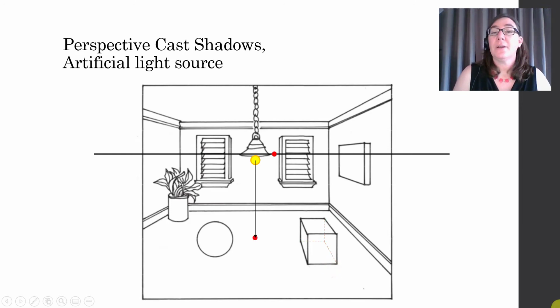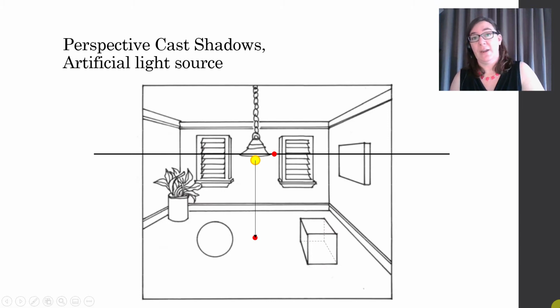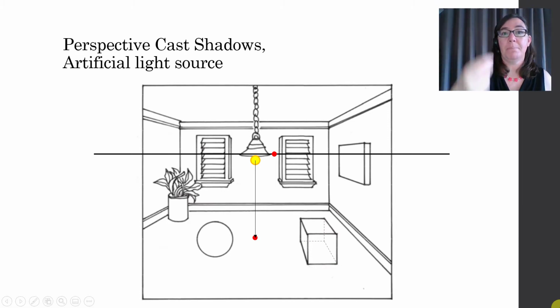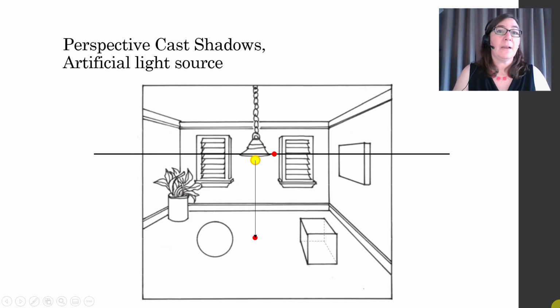The first thing that you're going to do is find the shadow vanishing point. This will be the point cast directly onto the ground plane vertically from your light source. And so you need to locate that using the grid method or other perspective method to find that spot on the floor.